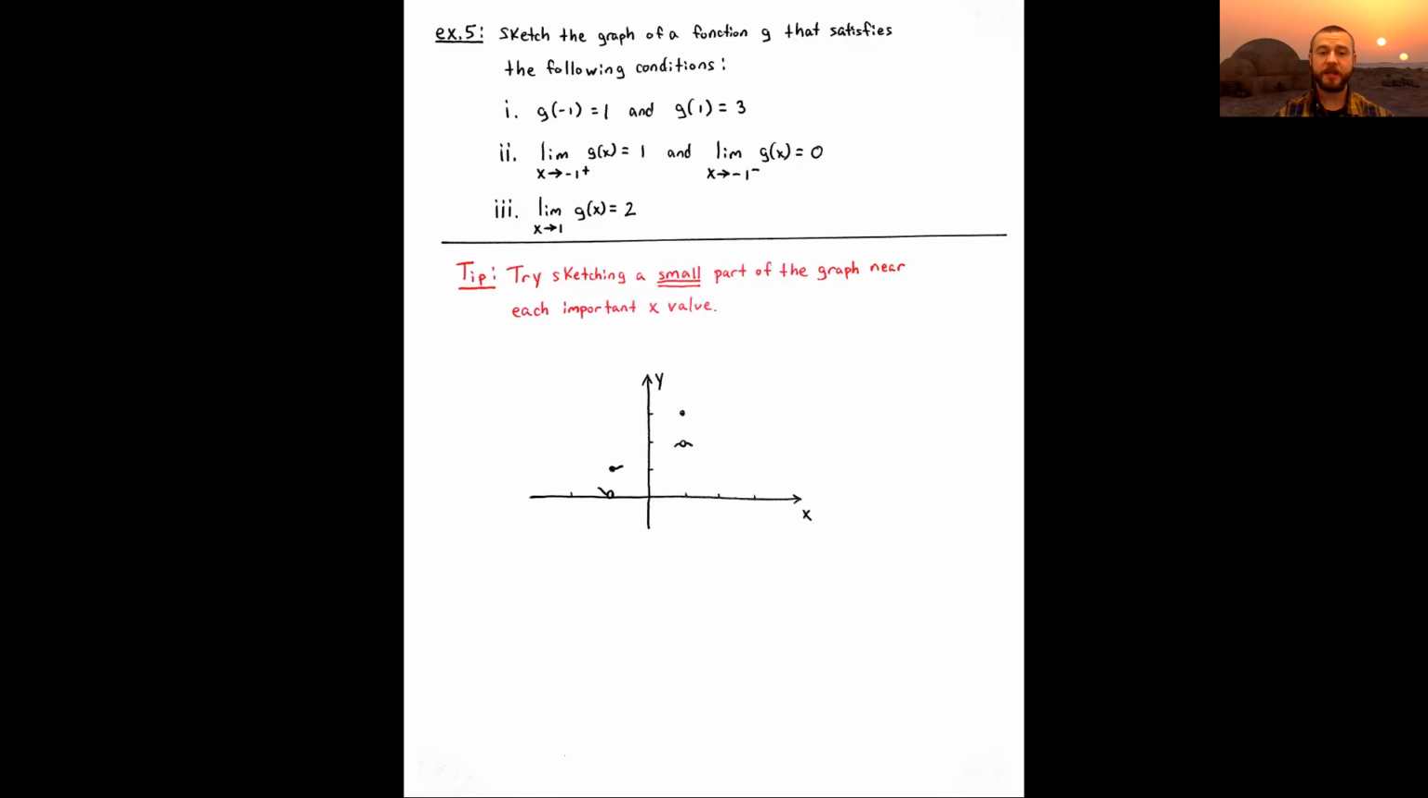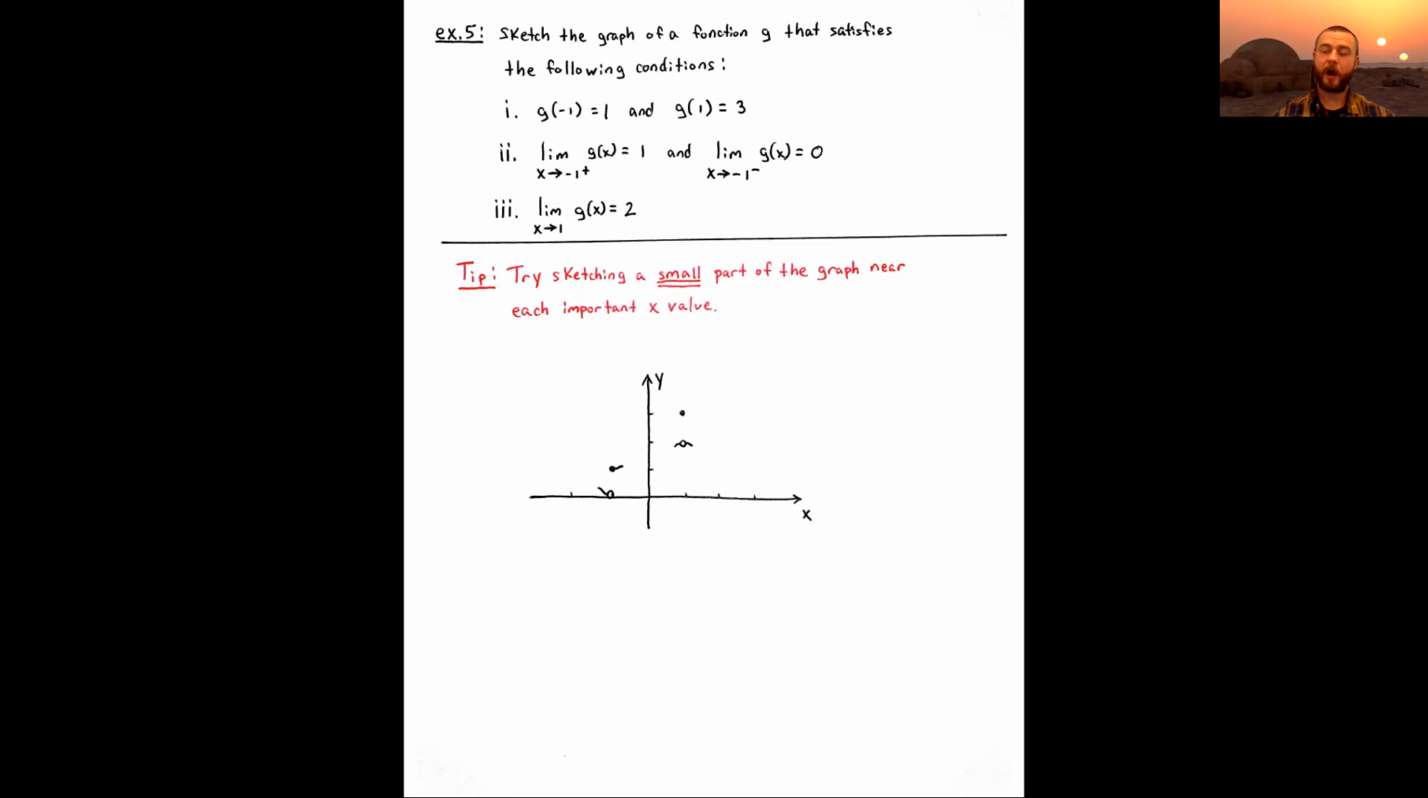And then condition 3 is a two-sided limit. And again, I drew a very small portion of the graph around x equals 1. Now, we were already given in the first condition the point (1, 3). So for the limit statement, we have to have graphically a hole there at the point (1, 2), 2 being the limit value for condition 3.